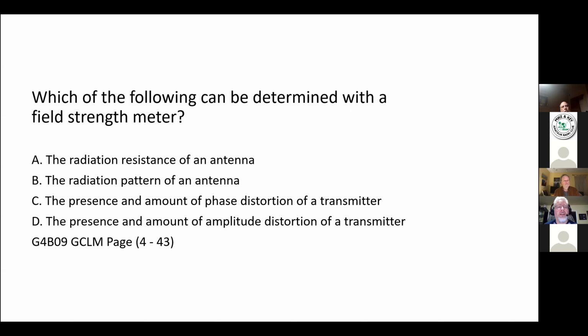Which of the following can be determined with a field strength meter? Very similar to another question. A, the radiation resistance of an antenna. B, the radiation pattern of an antenna. C, the presence and the amount of phase distortion of a transmitter. D, the presence and amount of amplitude distortion of a transmitter. Bravo, radiation pattern, correct. Radiation pattern of the antenna.